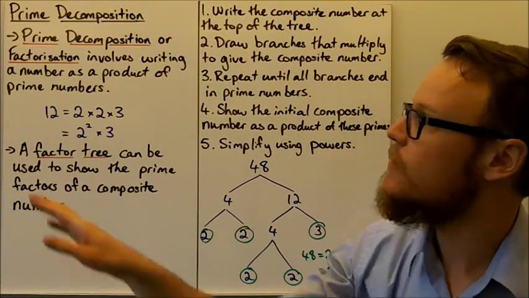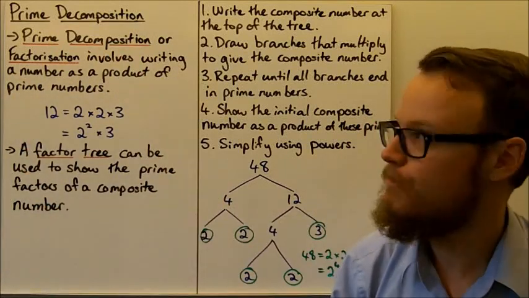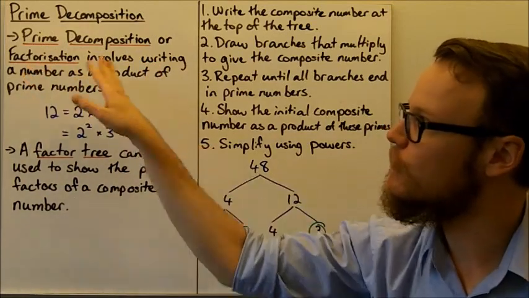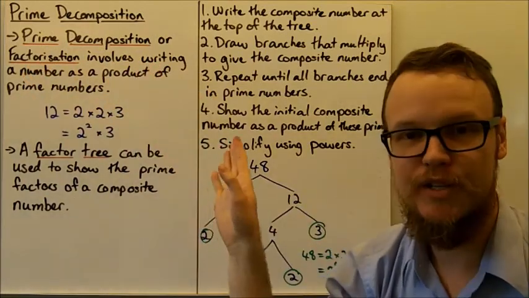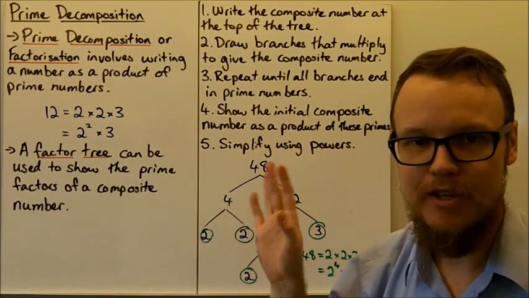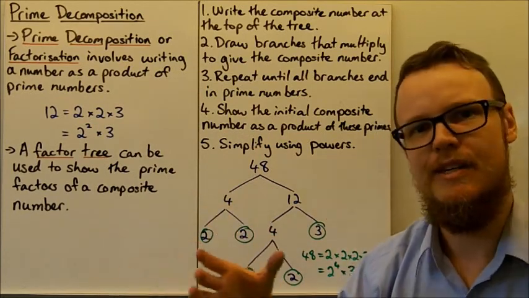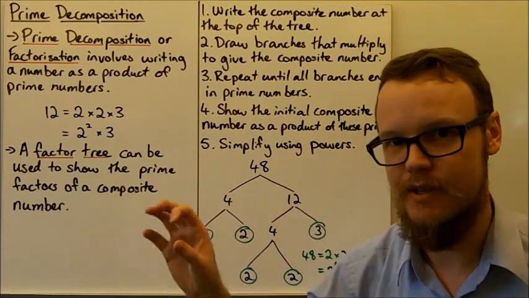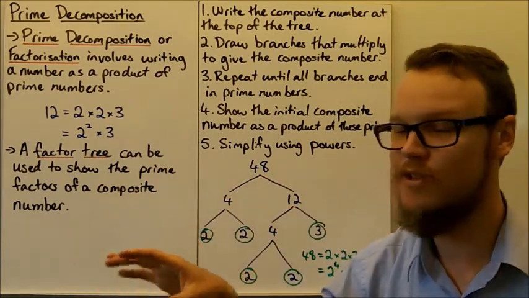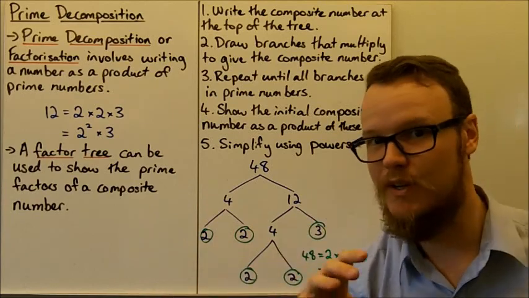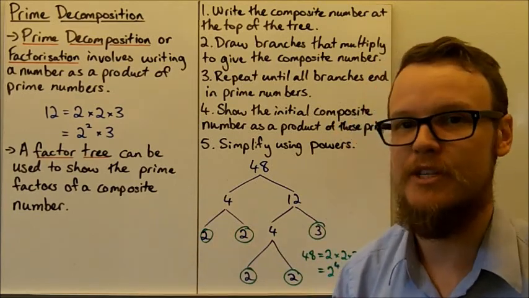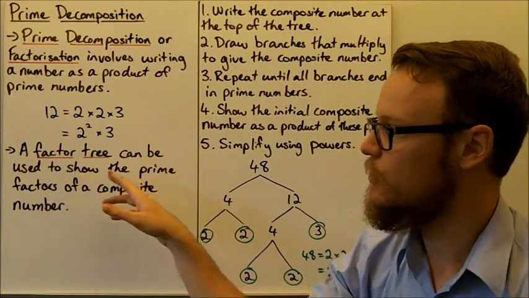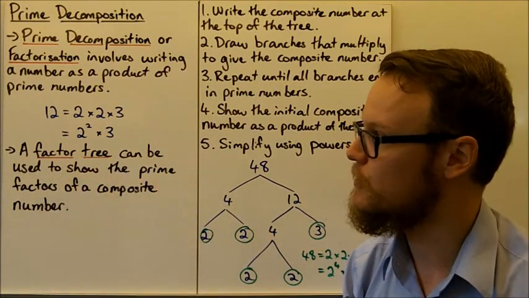Today we're going to look at prime decomposition. Prime decomposition, or prime factorisation, involves writing a number as a product of prime numbers. This can be useful later on because when we look at two different composite numbers and their prime factorisations, we can compare them and see which ones have prime numbers in common. A factor tree can be used to show the prime factors of a composite number.